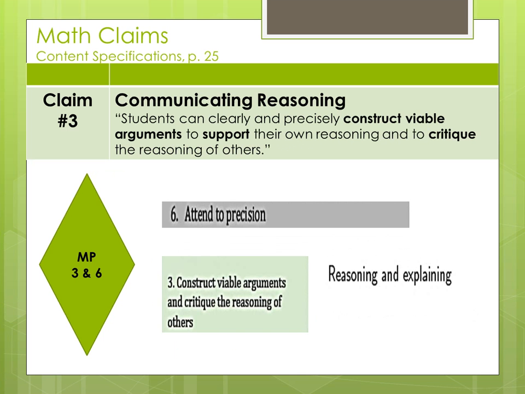when solving the problem. For claim 3, communicating reasoning, the item that would be developed would need to require the student to attend to precision, mathematical practice number 6. And mathematical practice number 3 is very important in that it requires a student to construct viable arguments and critique the reasoning of others. So for an item aligned to claim 3, a student would have to communicate their reasoning as part of answering the problem.